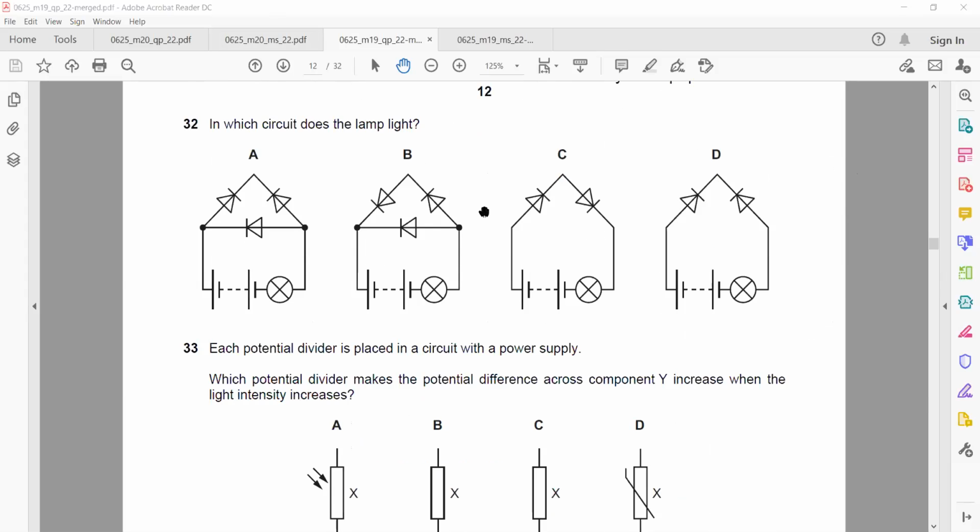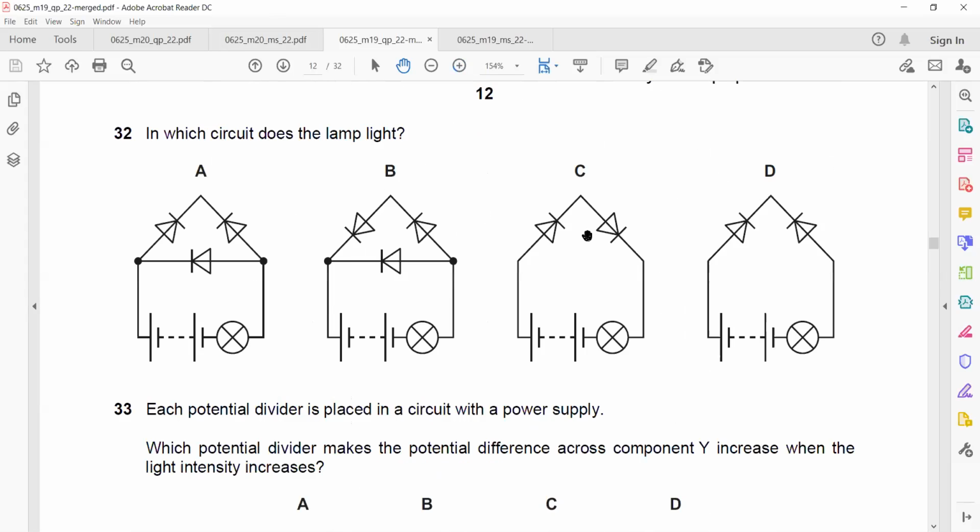In which circuit does the lamp light? Yesterday we discussed the function of a diode, and I will just recall that. If the current is passing from the side of the plus, the diode allows it. But if the current is passing from the side of the minus, the diode will block it. So in which circuit does the lamp light up? Basically, which of the circuits conducts electricity? In that circuit, the lamp lights up. C. Yes, that's the right answer.